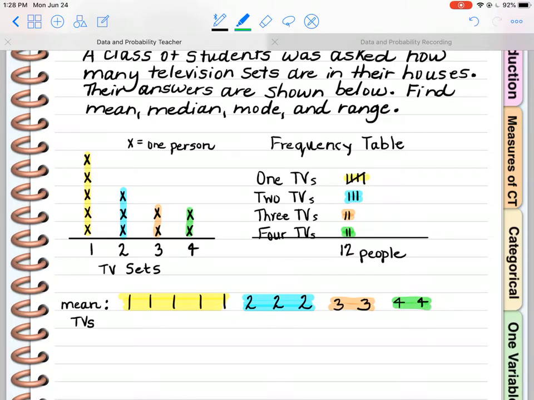Okay, so do you see what we've done? We have to account for everybody. So I have 5, 6, 7, 8, 9, 10, 11, 12 people. Okay, the mean tells me that I have to do what first? I have to add all these up. Yikes.